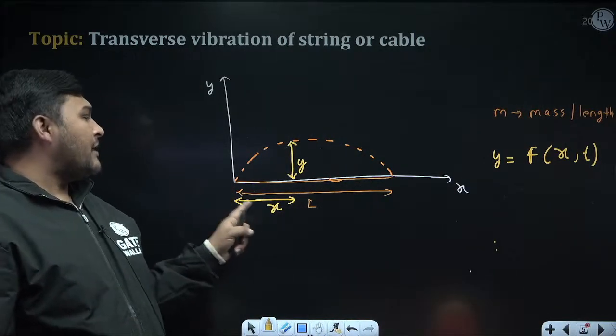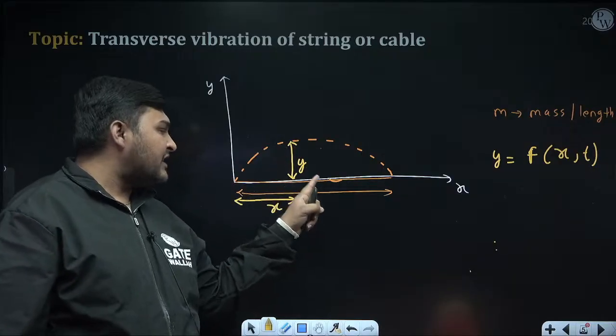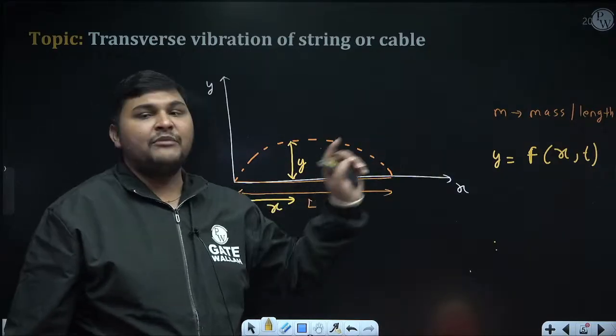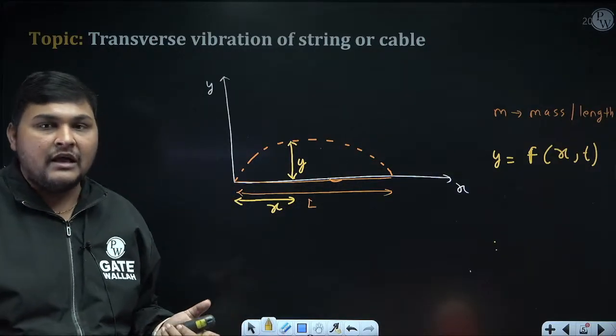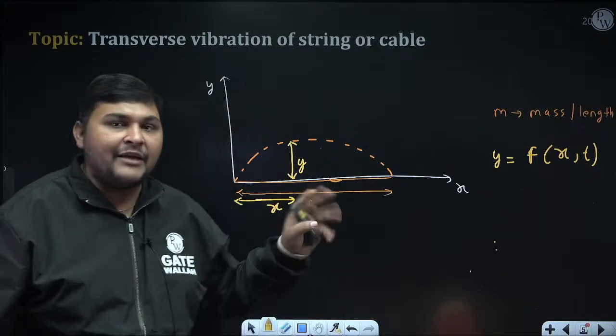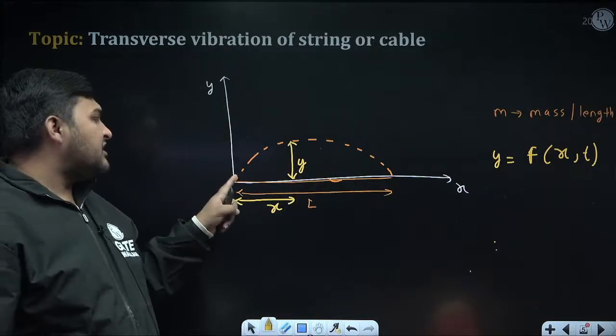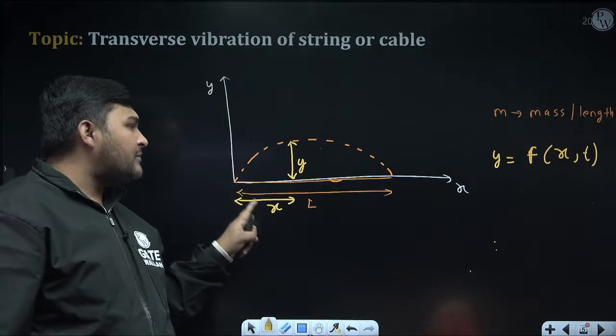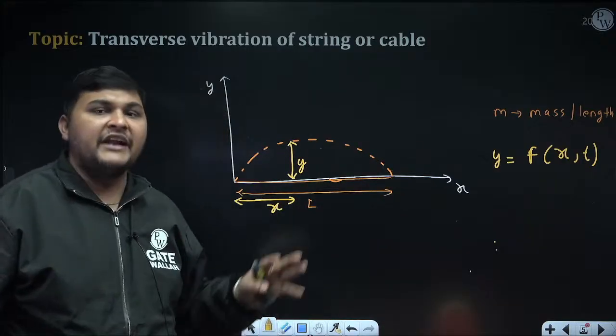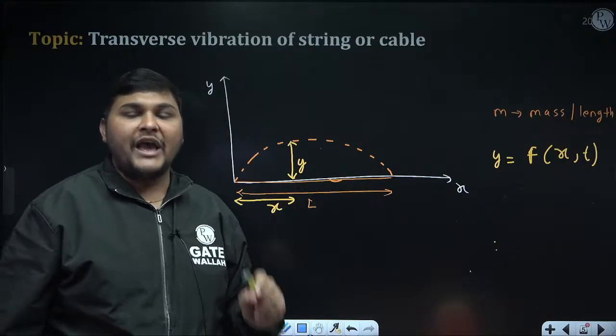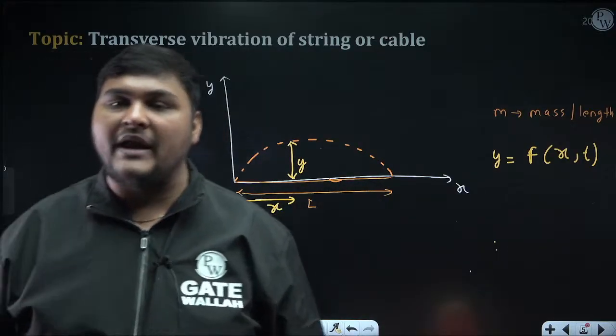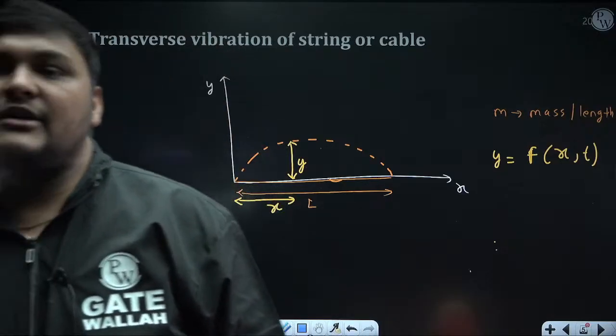Like suppose during vibration, what is the displacement at a distance x equal to L by 2 at time equal to 0, meaning initial, at time equal to t second, at time equal to 3 second. Similarly, what is the displacement at a distance x equal to L by 3 at t equal to 0, at t equal to 2 second. So actually here y is a function of two parameters, one is x, second one is time.